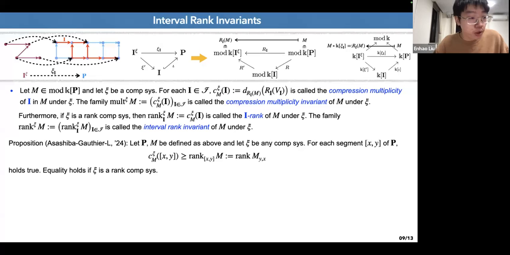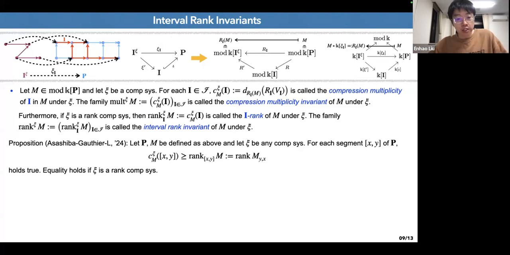This is because of the following proposition. If C is any compression system, we can easily show that the compression multiplicity is greater than or equal to the classical rank invariant, because in this proposition we only focus on segments, X and Y. Then of course we can define the rank invariant. And we claim that this equality holds if C is a rank compression system. So this is why we give it such a name.